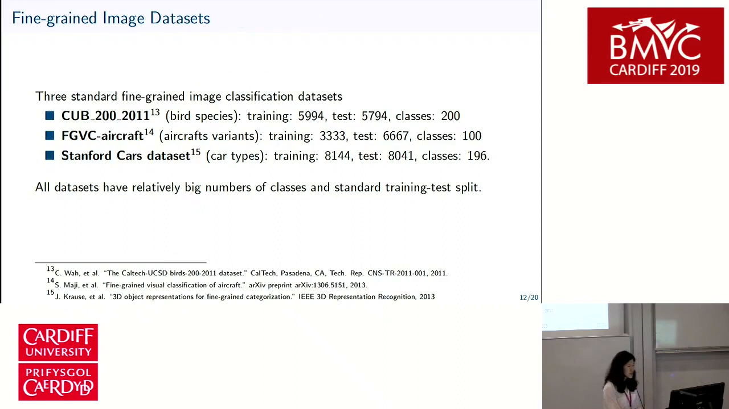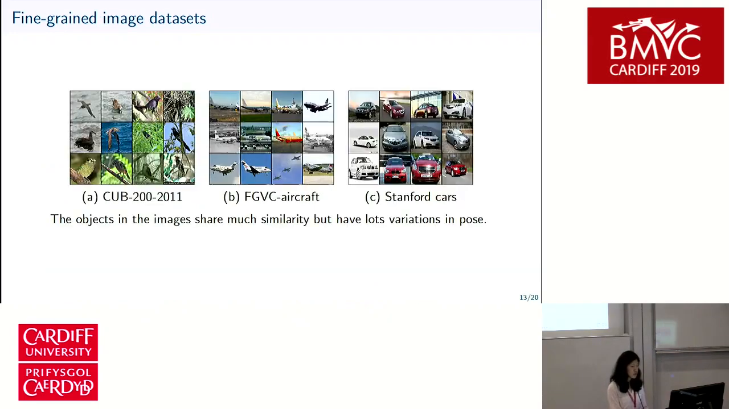The three data sets we use in our experiments are three benchmark data sets which are commonly used for fine-grained image experiments. They all have very large class numbers and a very standard training-test split. Here are some image samples from these three data sets.